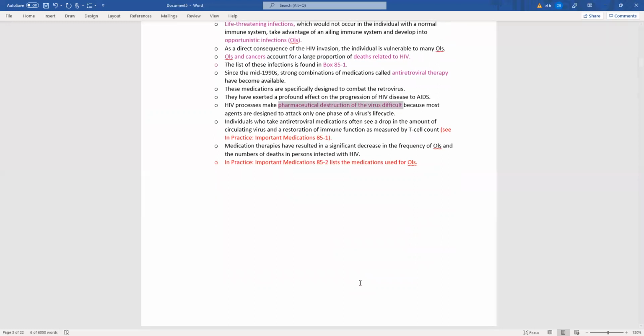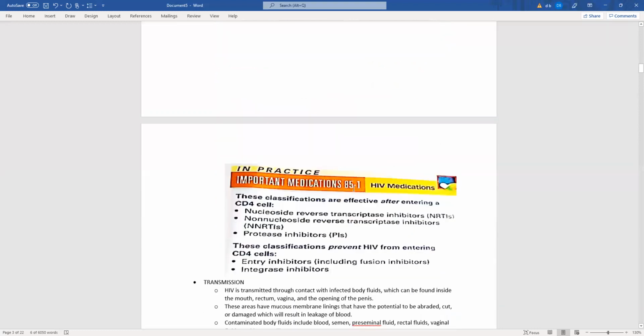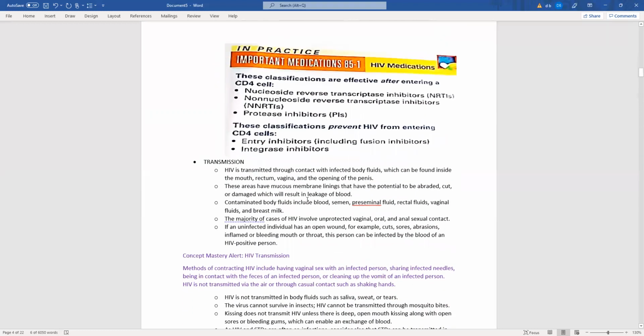Also, you need to take a look at the 85-2 chart. That is the list of medications. So let's talk about the transmission of this horrible disease.